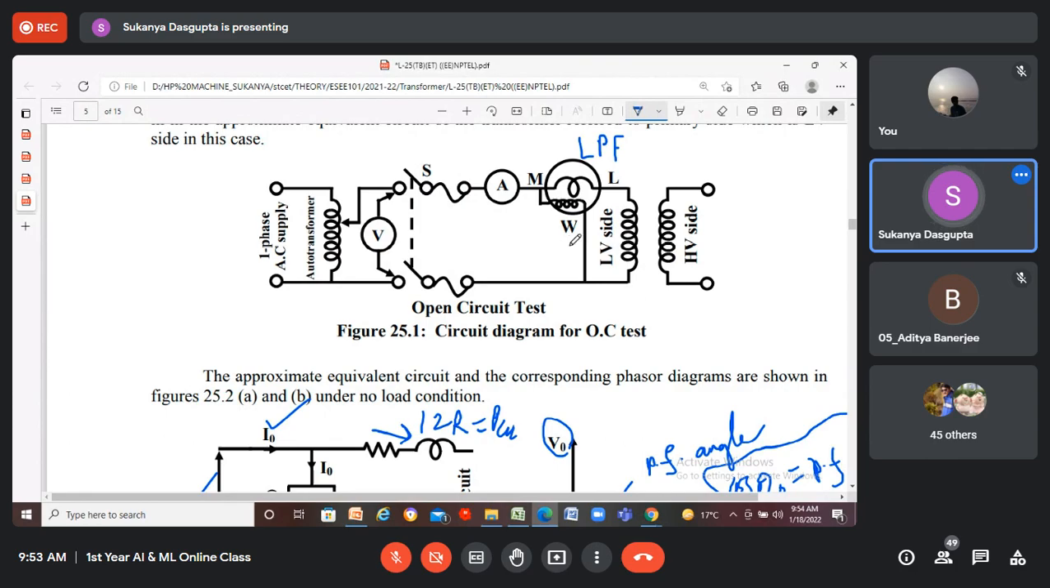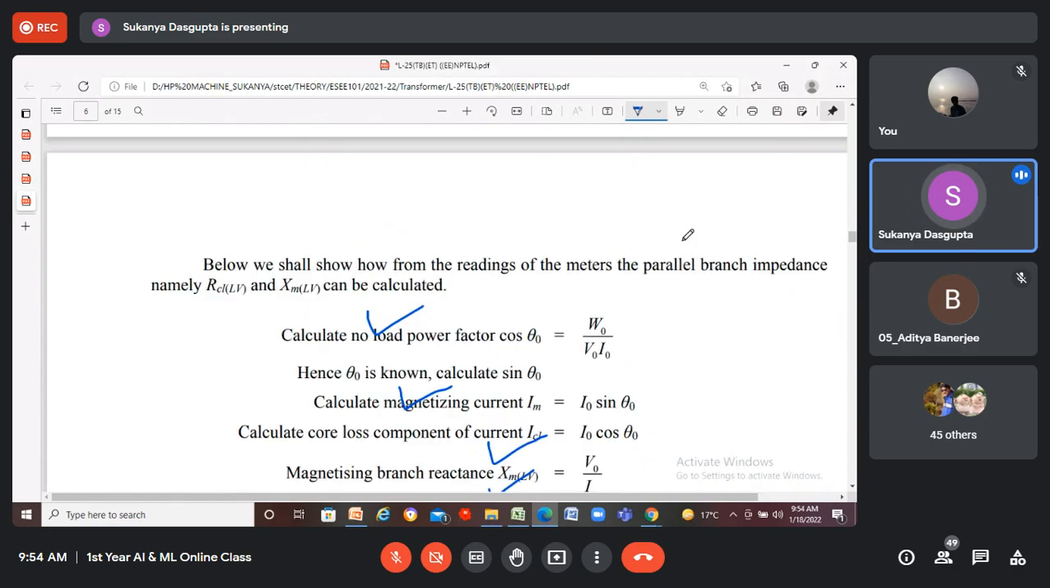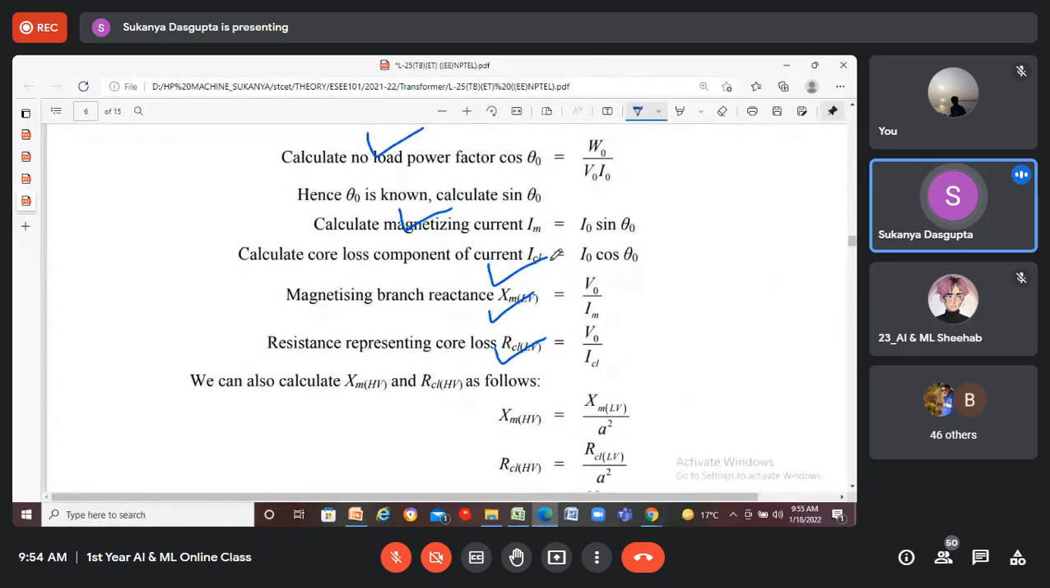That's why we'll arrange the circuit configuration in such a way that the low voltage side will be connected with the input side and the high voltage side will be left open, because we want to measure only the core loss by this test. So the open circuit test is only used to measure the core loss along with these input side parameters: IM, ICL, XM, RCL. Okay.